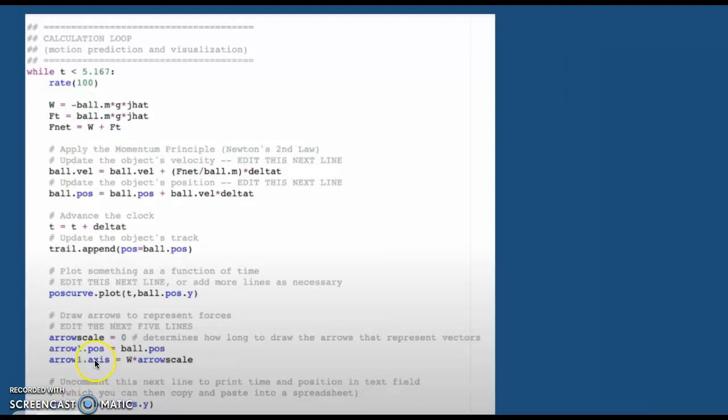error. In the first while loop, W is the net force due to gravity, and Ft is the force due to tension. I inputted the velocity update and position update formulas to calculate the velocity and position iteratively. I set the time to keep advancing.